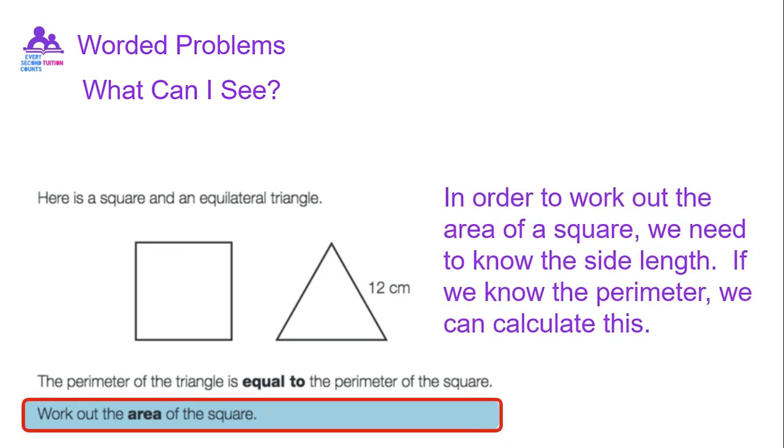In order to work out the area of the square, I need to know the side length of the square. And so what can I do to enable me to know that? Because I don't know it at the moment from what I can see.